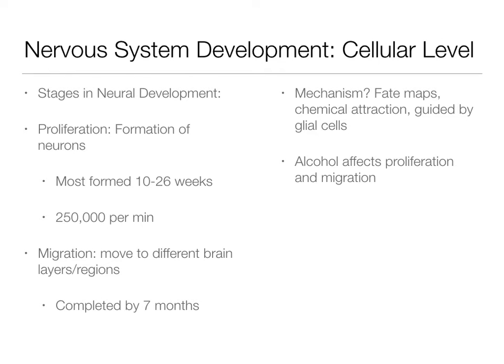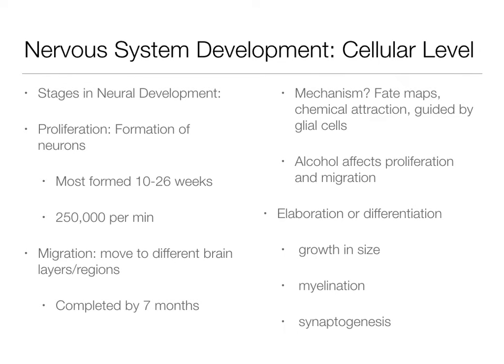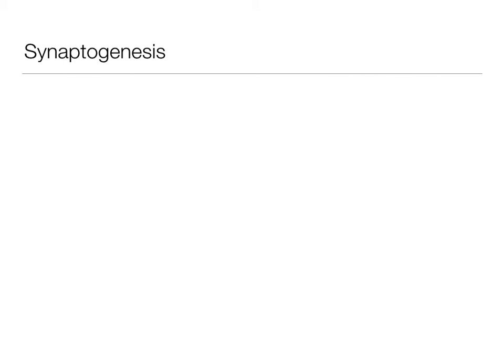So we get all this stuff done by about 7 months, and then really what happens from about 7 months prenatal to about 25 is we have elaboration or differentiation. This is when these cells are growing, these cells are myelinating, these cells are making connections. That's what synaptogenesis is. Synaptogenesis is just a fancy word for creating synapses, and again, making those connections is going to be very, very important.